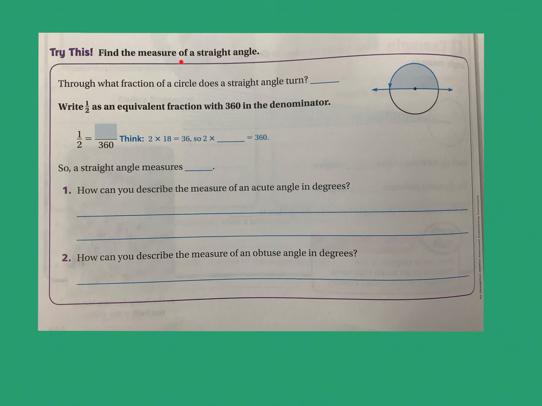All right, well, let's try this. We're going to find the measure of a straight angle, the flat angle like that. Through what fraction of a circle does a straight angle turn? So if this is my circle and I have divided it in half here, and one of the sides is shaded, it went across and over as a straight angle. 1/2 of the circle is shaded.